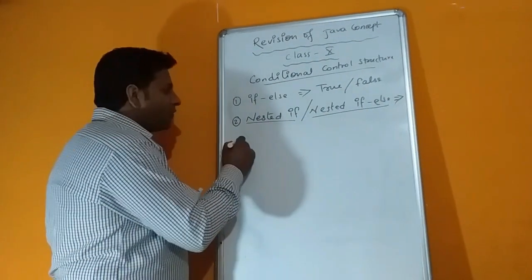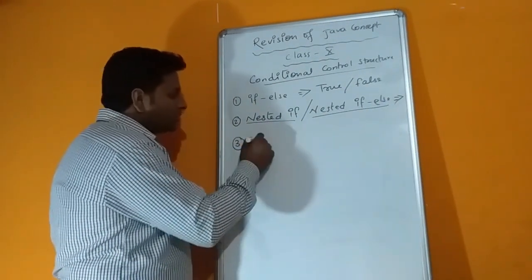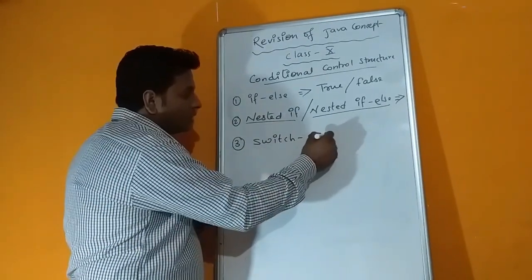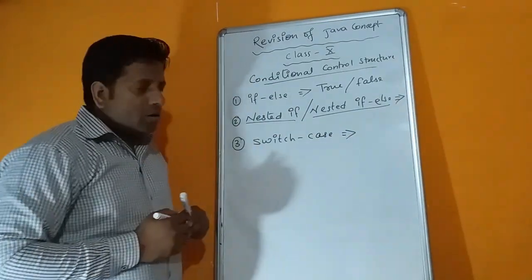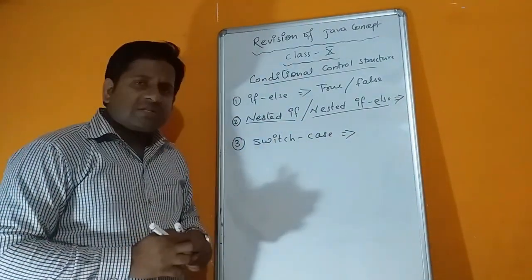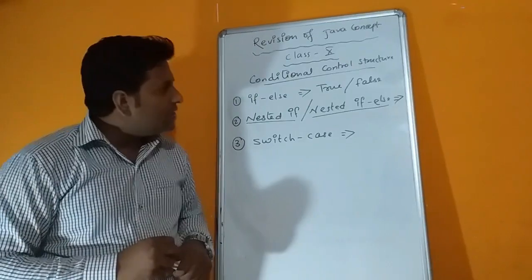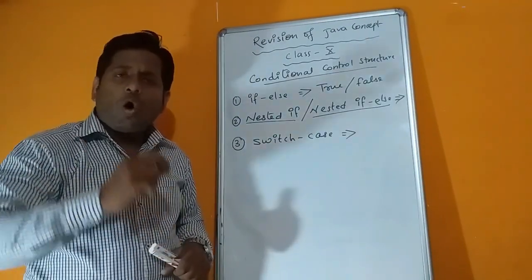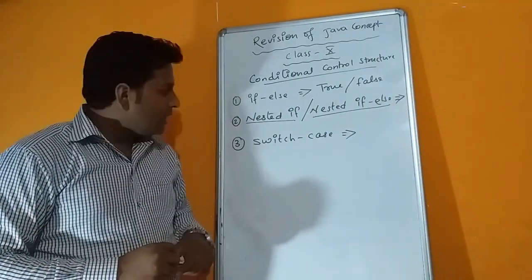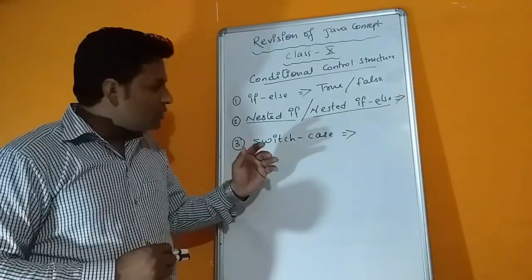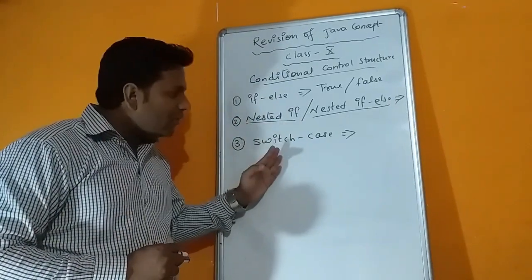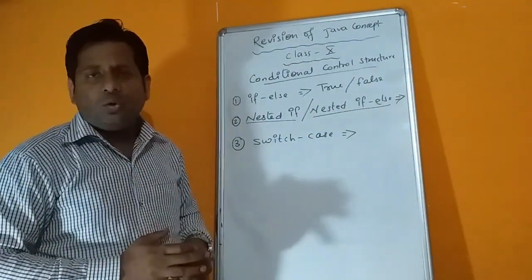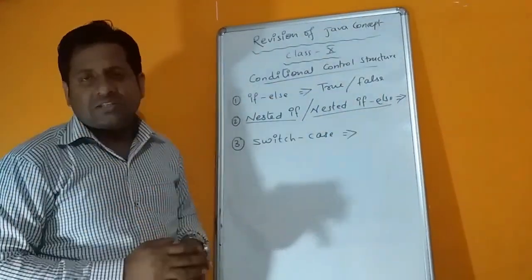So the third part of conditional control structure is switch case. Now see children, switch case is one special type of conditional control structure by which you can execute only one statement. It's a jump statement. In switch you have to pass a value and that value should match with the case value. And when it matches with the case value, that particular case gets executed.